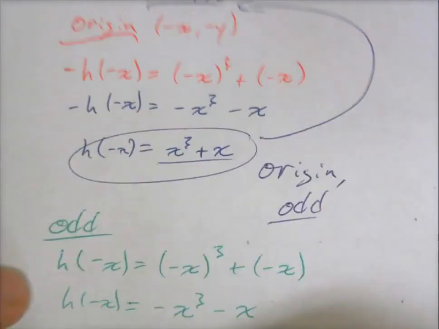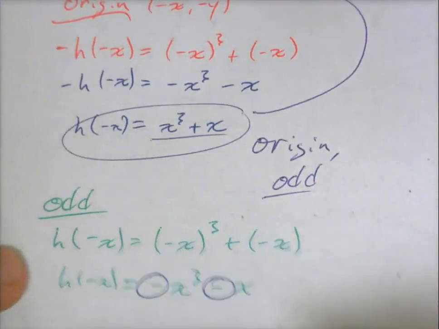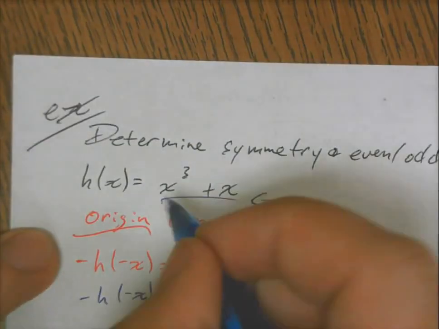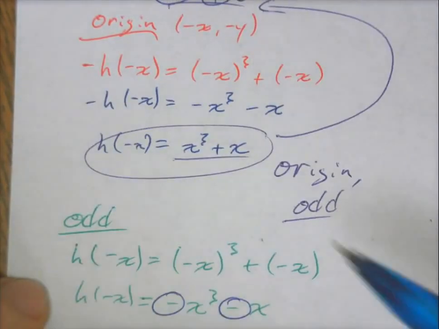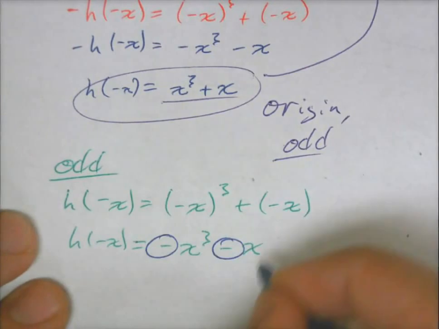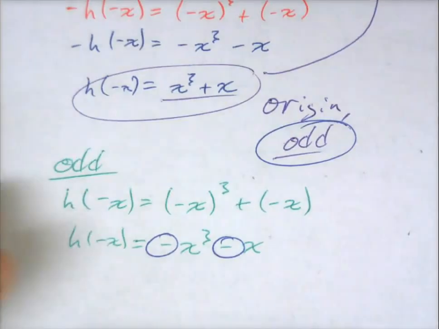But check it out. We have negative x cubed and negative x. In our original function, we had positive x cubed and positive x. So all these signs are different from my original function. Therefore, again, we have proven that it is an odd function.